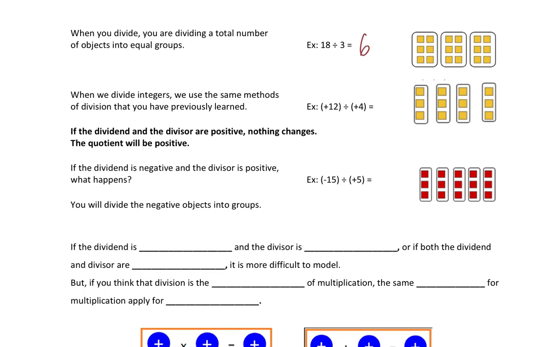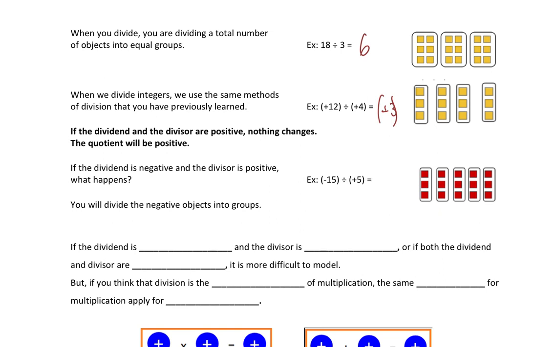If we add some positive symbols in there, positive 12 divided by positive 4, we get positive 3. Now, if both the dividend and the divisor are positive, nothing changes. The quotient will be positive. But if we have a dividend with one symbol and a divisor with the opposite symbol, so in this case our dividend is negative and our divisor is positive, we're going to get a negative number.